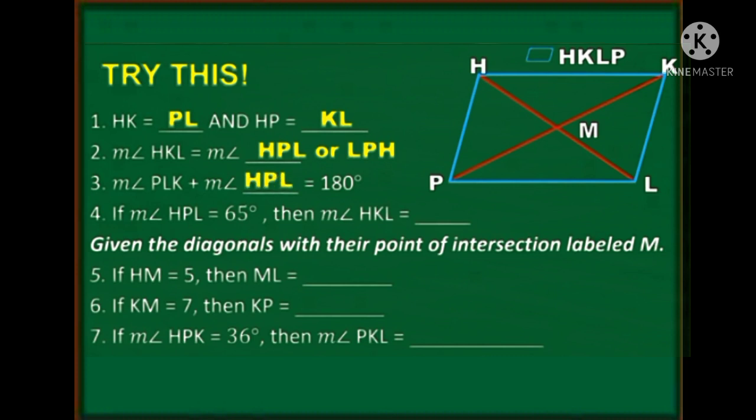Number 4. It's 65 degrees. Number 5. Given the diagonals with their point of intersection labeled M. If HM equals 5, then ML is also 5. Number 6. If KM equals 7, then KP equals 14. Number 7. If the measure of HPK equals 36 degrees, then that's 36 degrees.